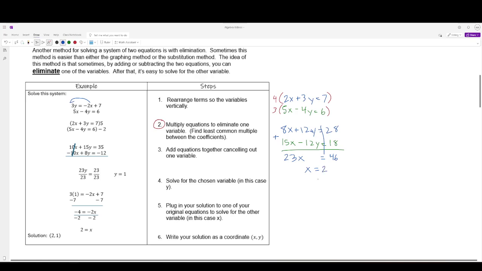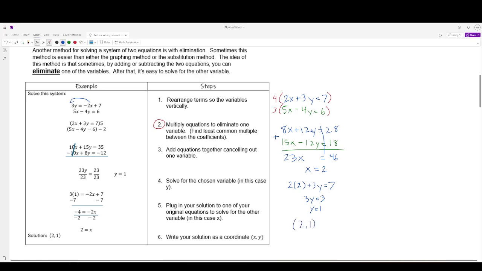Now that I have x equal to 2, the rest of the process here feels just like what we did with substitution, because now I need to use my two original equations to find y and to check my solution. So I'm going to use the blue equation to plug in x, so 2 times 2 plus 3y is equal to 7. I subtract 4 from both sides and get 3y equals 3, y equals 1. So my proposed solution is 2, 1.